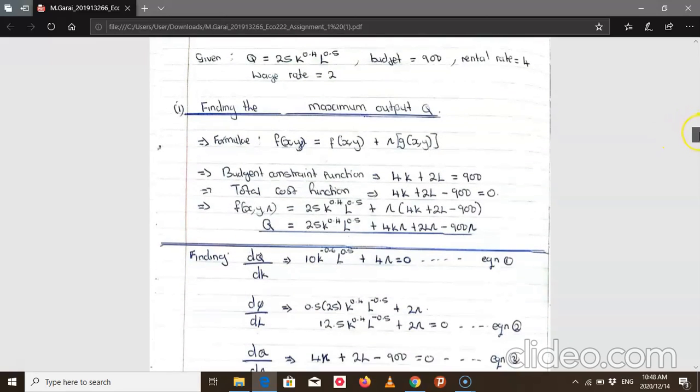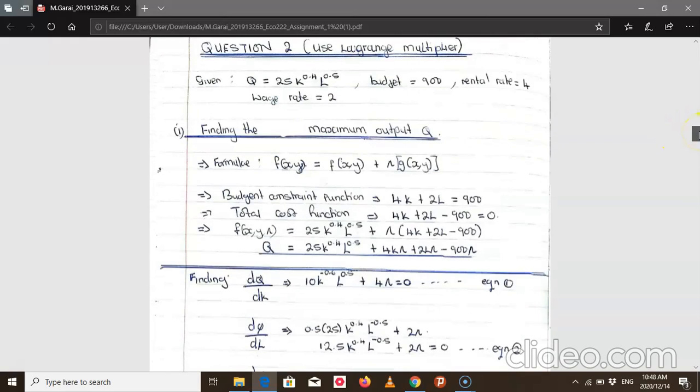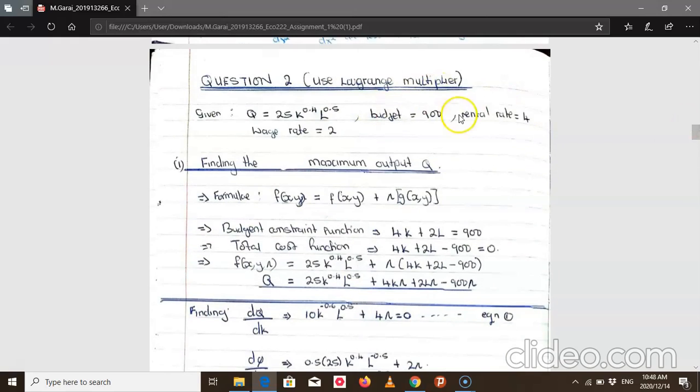So the fact that when you're using a Lagrange multiplier, we formulate two equations. We are given the budget 900, we are given the rental rate 4, we are given the wage rate 2. So these are the costs, right? So we find the budget constraint function, which is the price of capital 4K plus 2L, which is the budget, which is 900, right?